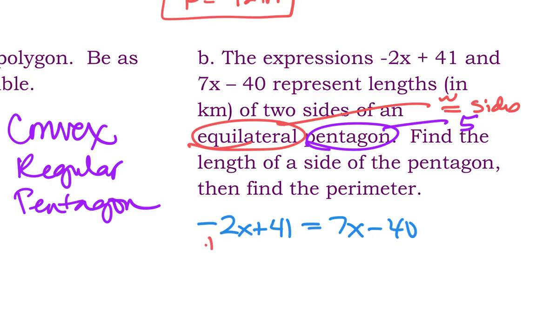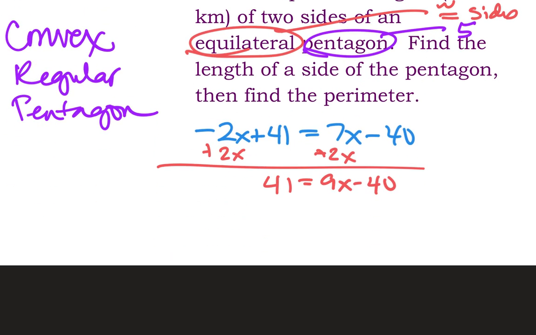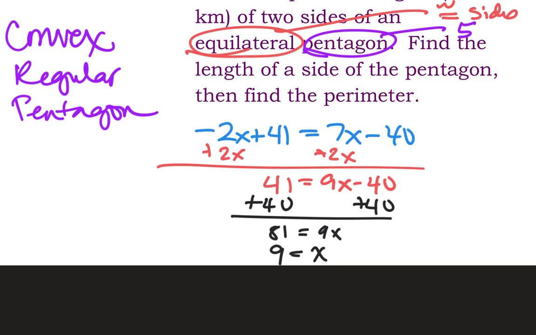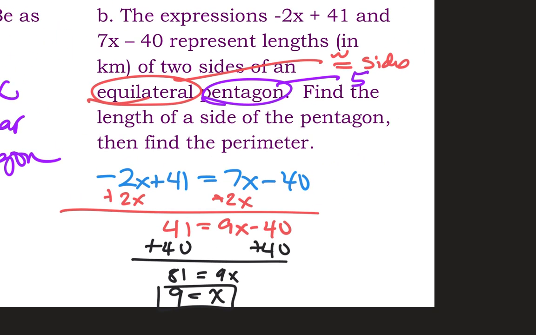All right, so you start moving things around, right? You add the 2x. Then we add the 40. So we get 9x equals 81. Did y'all get 9 for your x value? Yeah. Good. All right, then your side length, what do you have to do for your side length? Good. Oh, but that would be for perimeter, right? This is just the x value. We got to know the length of the side.